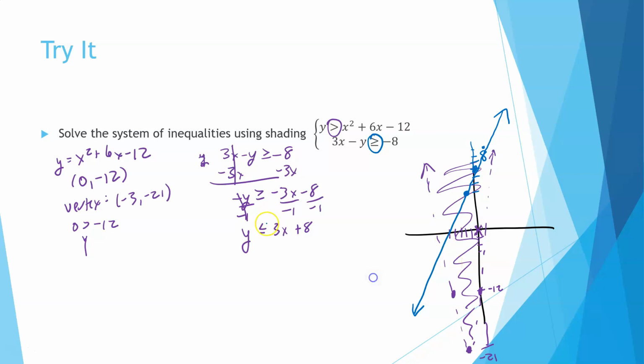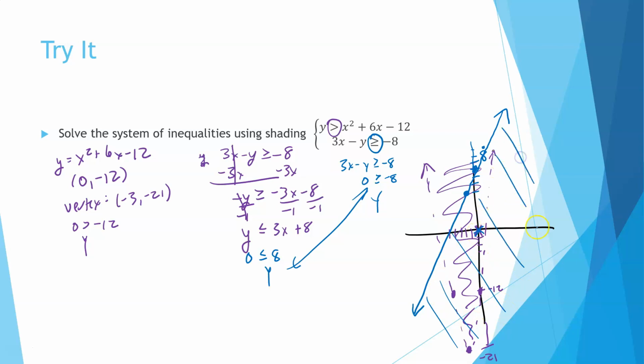And now finally, if I use this and I can still plug in 0, 0, I would get, is 0 less than or equal to 8? And yes, it is. Or I could have used the original 3x minus y is greater than or equal to negative 8, and 0 is greater than or equal to negative 8. So either way, I get yes. You could use the original or the other. So this is a solution, which means for blue, I would shade down.